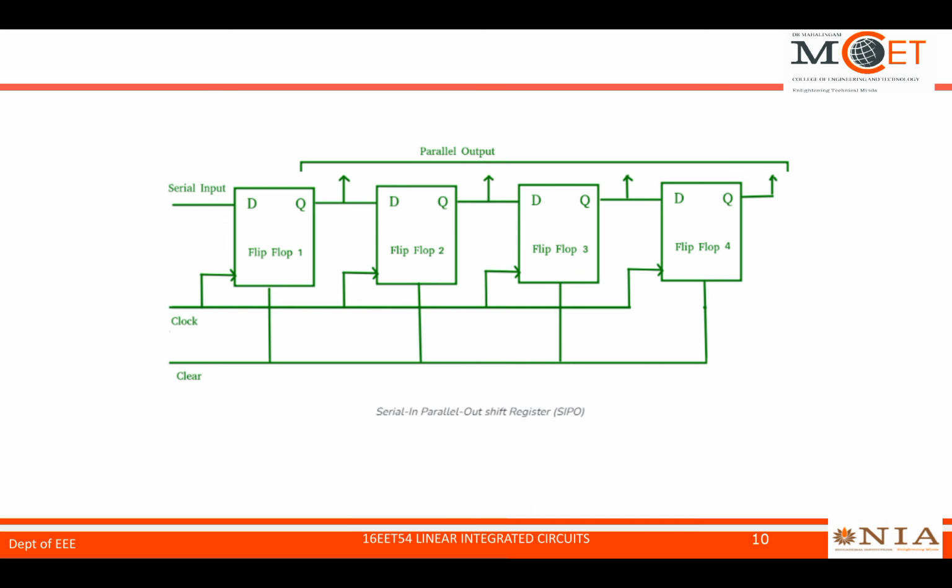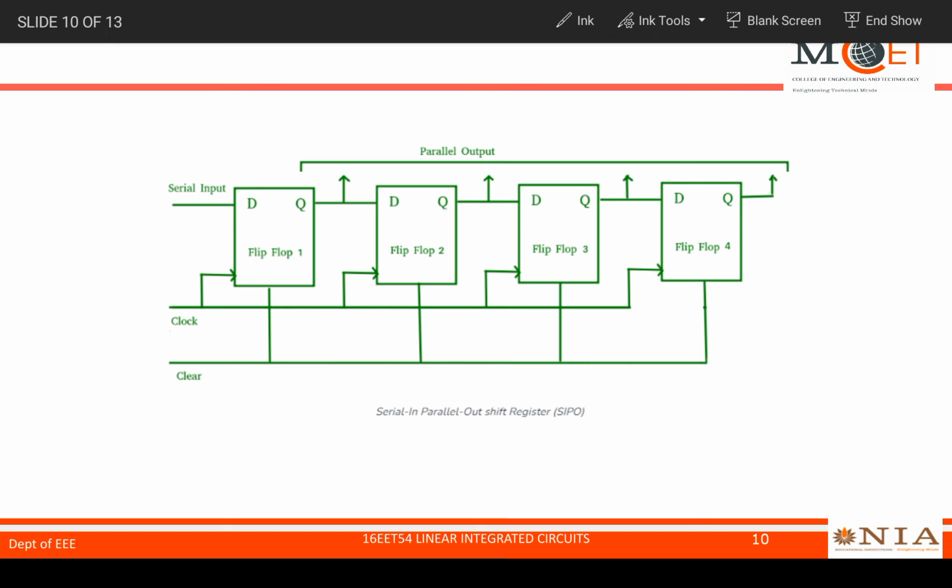Next is the serial in, parallel out shift register. Here the input is given in a serial way, and the output is seen in a parallel way, as parallel outputs. So here for every input we can see the outputs.